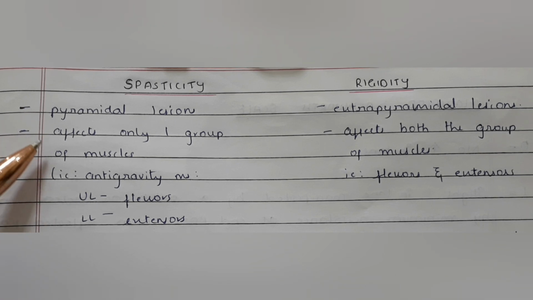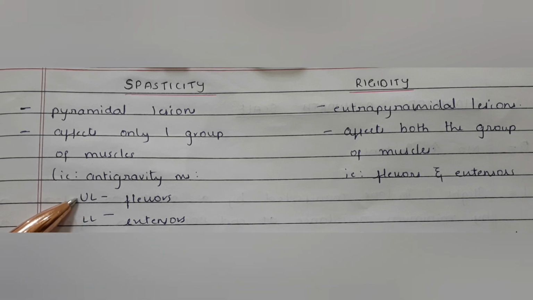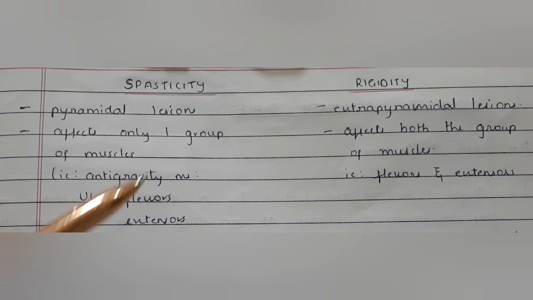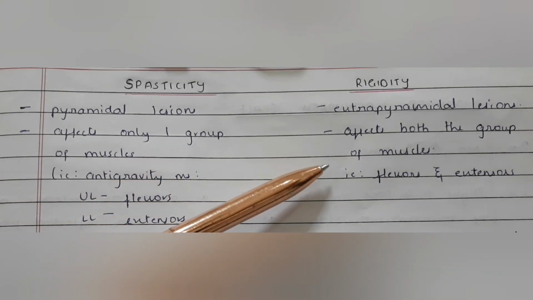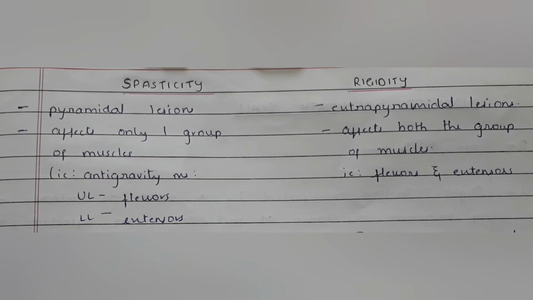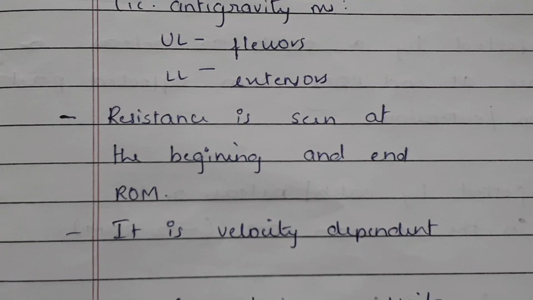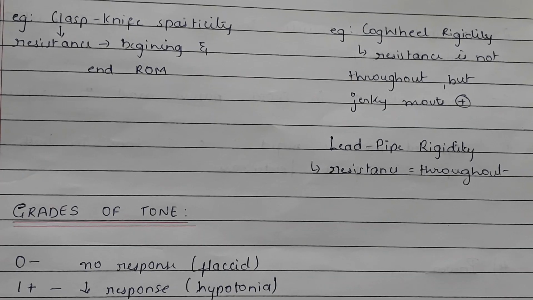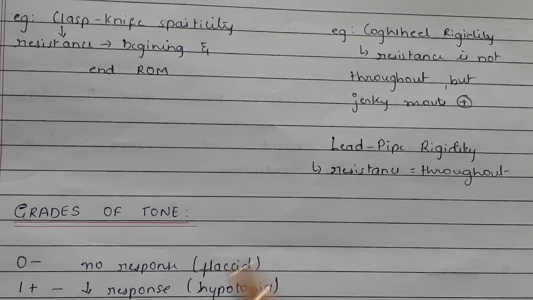Spasticity affects only one group of muscles, that is the anti-gravity muscles. For example, the flexors in the upper limb and the extensors in the lower limb. Whereas rigidity affects both the group of muscles, that is flexors as well as the extensors. In case of spasticity, the resistance is seen at the beginning and at the end range of motion, and it is velocity dependent.